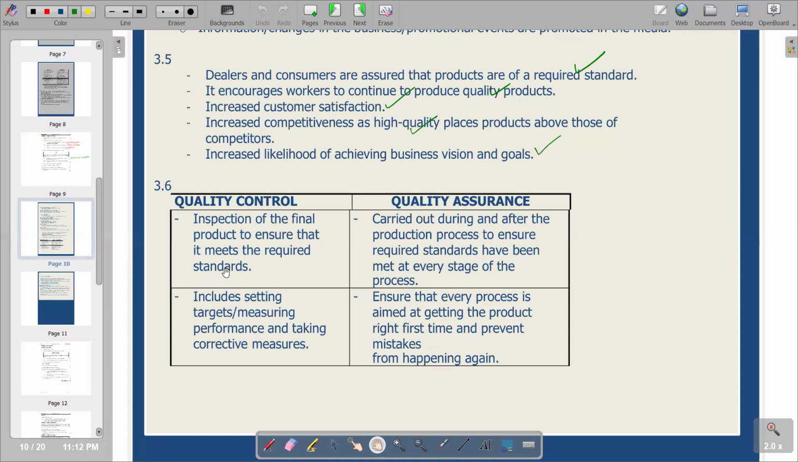The first one under quality control is inspection of the final product to ensure that it meets the required standards. That is what transpires under quality control. Then under quality assurance, it is carried out during and after the production process to ensure quality standards have been met at every stage of the process. For the second difference, quality control includes setting targets, measuring performance and taking corrective measures. Under quality assurance, we ensure that every process is aimed at getting the product right first time and preventing mistakes from happening again. So those are the differences.